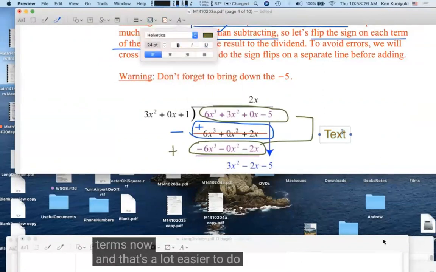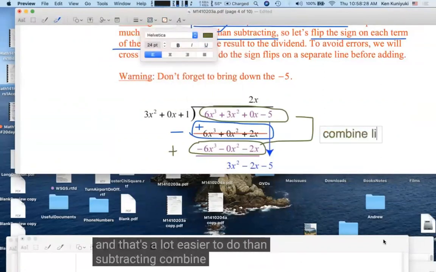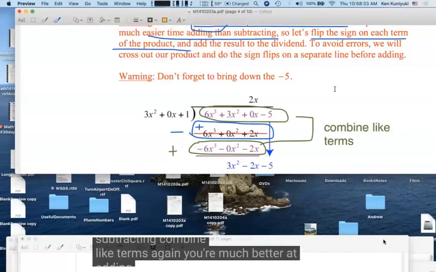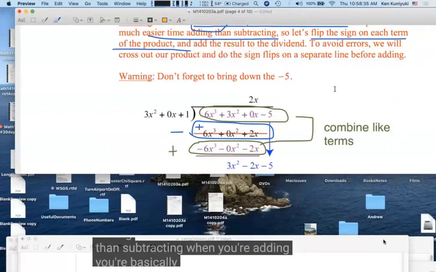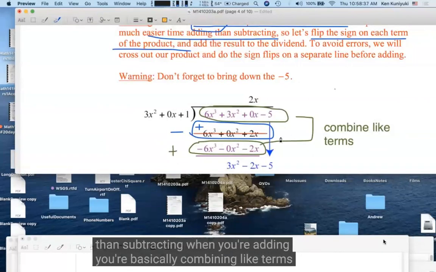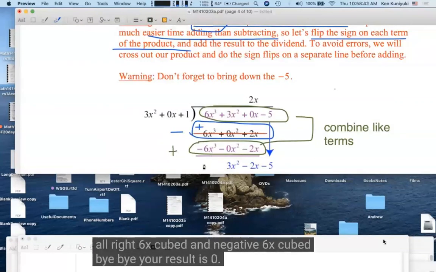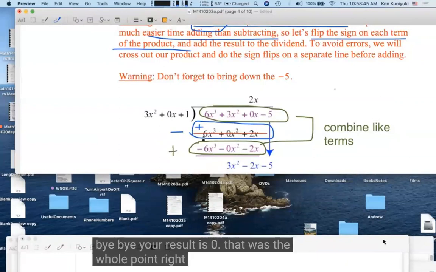And that's a lot easier to do than subtracting. Combine like terms. Again, you're much better at adding than subtracting. When you're adding, you're basically combining like terms. All right, 6x cubed and negative 6x cubed, bye-bye. Your result is 0. That was the whole point, right?